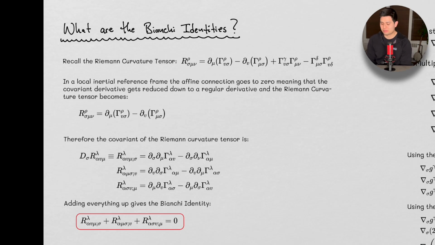So today we are going to be talking about the Bianchi identities. And also we're going to be covering what the Bianchi identities mean in terms of the Einstein curvature tensor.